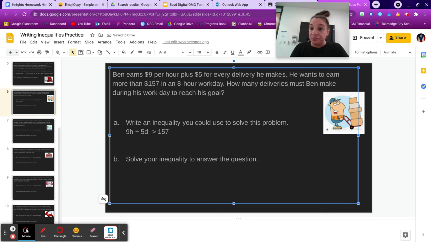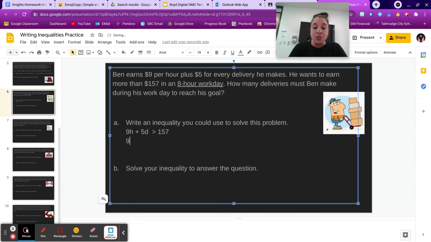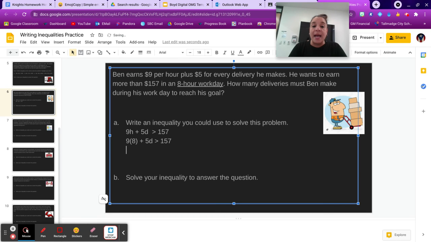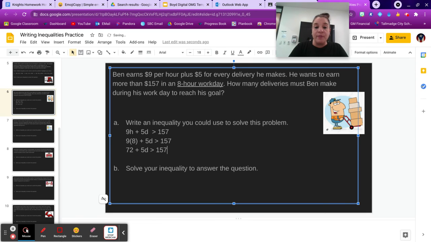Now, we're not done because we have one more piece of information. They tell us that he's working an 8-hour day. So we can put that in for hours. So 9 times 8 plus 5 times the deliveries is greater than 157. Now, 9 times 8 is 72. So I get 72 plus 5 times the deliveries has to be greater than 157. Now you can solve it from there to figure out how many deliveries he has to make in order to make more than $157 today.